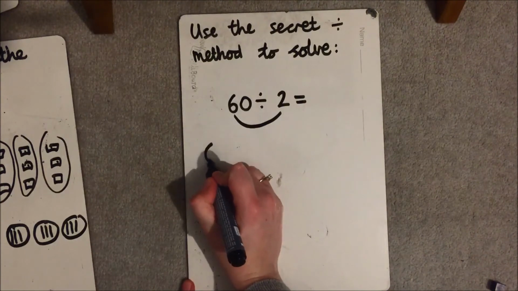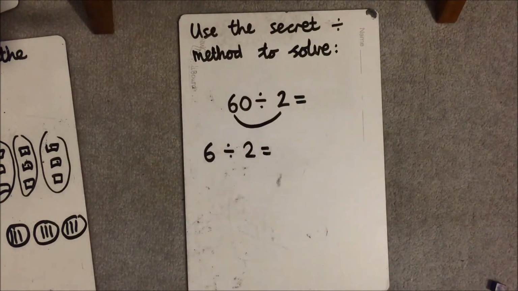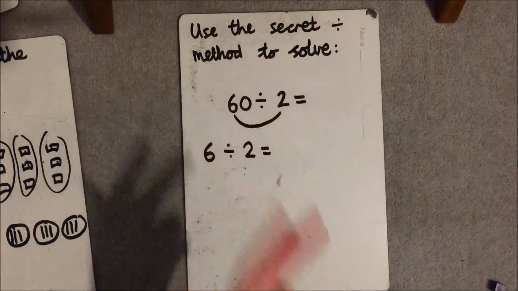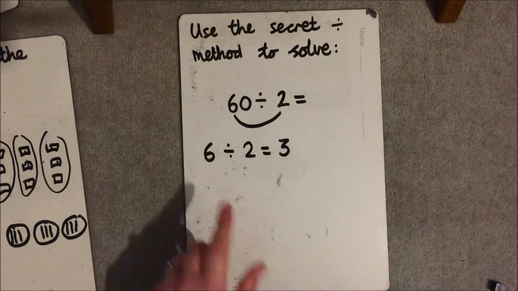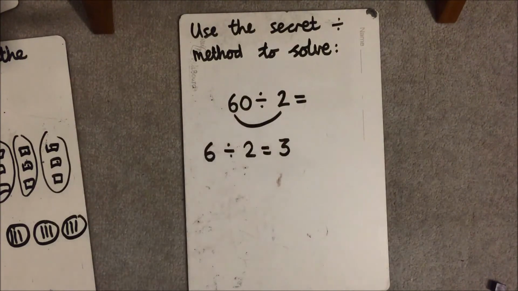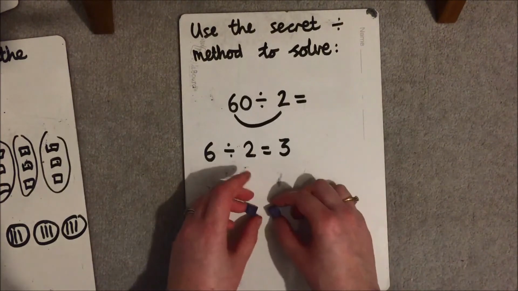So I'm going to write it out. 6 divided by 2. That's my little division that I can do. So I can count in 2s to 6. 2, 4, 6. My answer is 3. But I'm not doing 6 ones divided by 2 ones. I'm doing 60 divided by 2. This one's 10 times bigger, look.